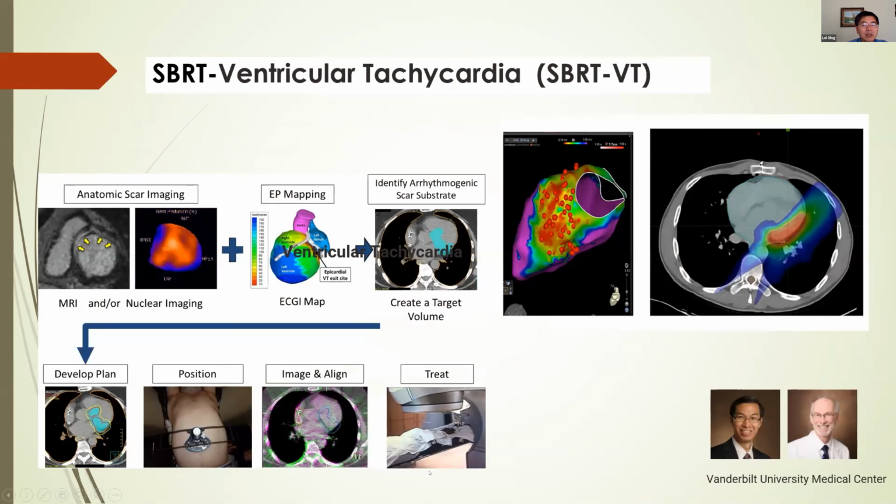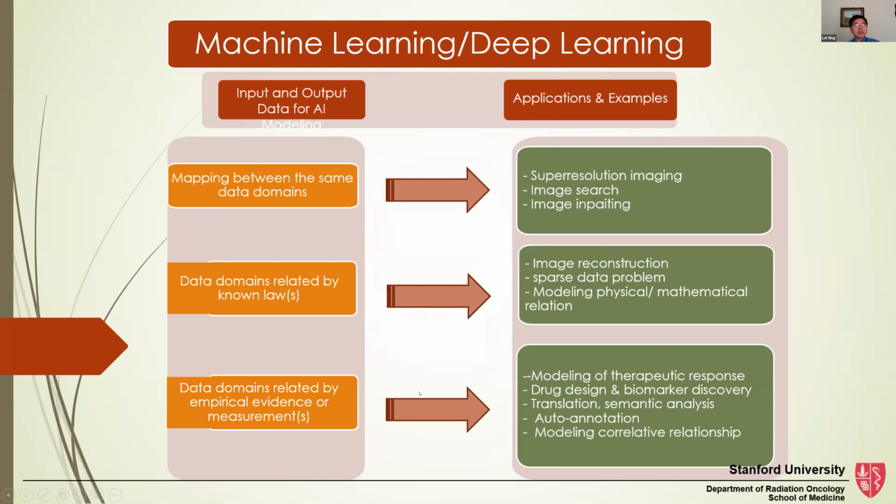I mentioned that we treat not only cancer patients, we also treat a lot of functional disease and even the cardiac, like VT. So this is just an image basically on the heart, and then you actually define a target and then use radiation to treat the disease.